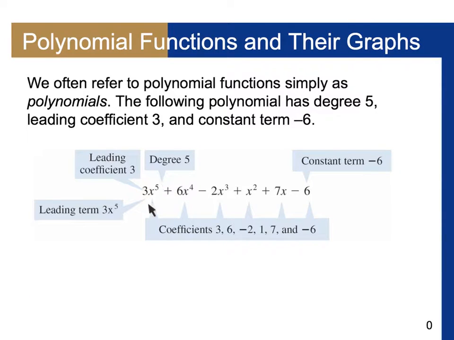Okay, so for example, here's a polynomial. Degree is 5. Our leading coefficient, a5, is 3. Here, we might have an x to the 4th term, an x cubed term, x squared term, an x to the 1 term, and an x to the 0 term. So these are our other coefficients: 6, minus 2, plus 1, 7, and minus 6. Remember, the coefficients are just the number parts of each term.